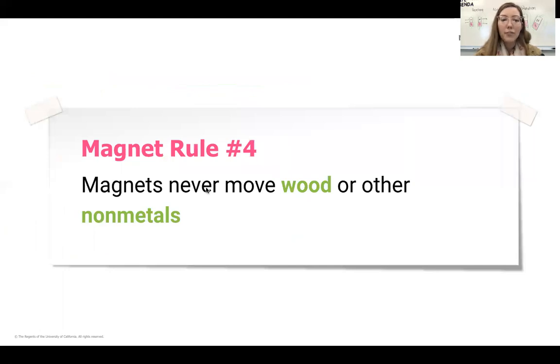And so magnets never move wood or nonmetals. This is your magnet rule number 4, and this is the fill in the blank for magnet rule number 4. Magnets never move wood or nonmetals. So if you were to hover a magnet over a piece of wood, or maybe a pencil or anything like that, it is not going to be picked up by the magnet. There's no properties within the wood or the other nonmetals that would cause the magnet to have its force act on that object.